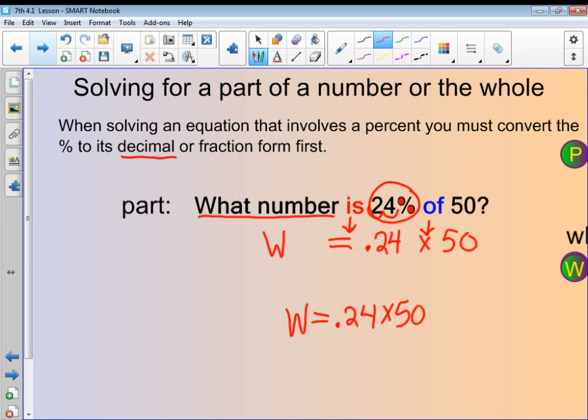Now we have to work it as a one-step equation. I need to make sure that on one side of the equal sign, W is by itself. So I get to do exactly what it says. I'm going to do 0.24 times 50. I'm going to pull my calculator out, do 0.24 times 50, and when I do that, it gives me 12. So I just found out that what number, or 12, is 24% of 50.